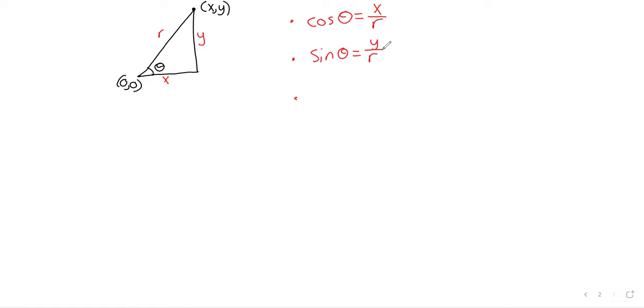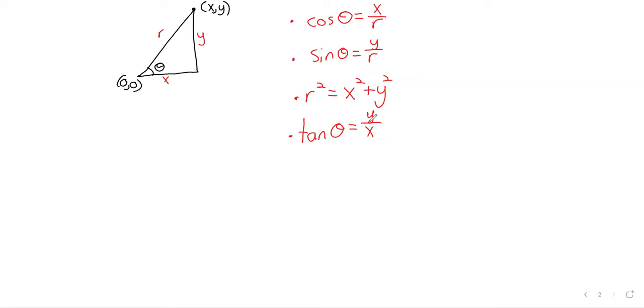This is not a trigonometric identity. I said we could find the radius r without using trigonometry. This is the good old Pythagorean theorem. And then since we have the sine and the cosine, let's throw in that the tangent of theta is y divided by x. And we're going to use these known facts to find theta.